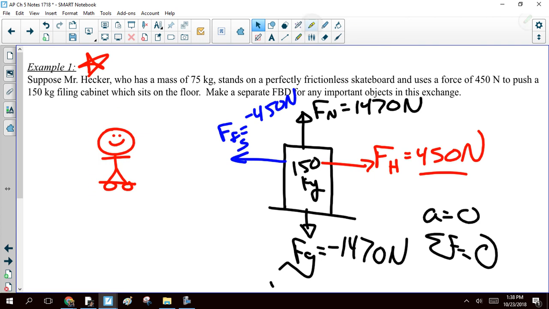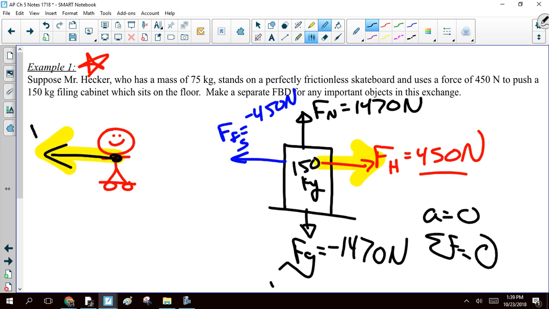So this is my action force. It's the force of Hecker pushing the cabinet, right? The reaction is going to be the force of the cabinet pushing me, right? So let's draw that. Force of cabinet is going to be negative 450 newtons, right? And that force is in fact negative because it's to the left.